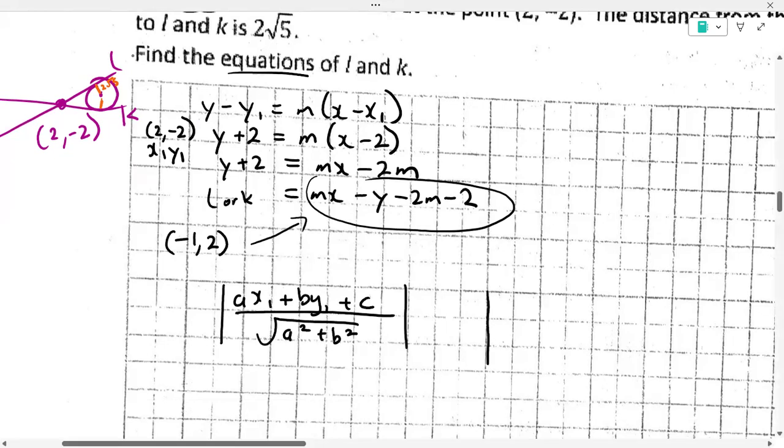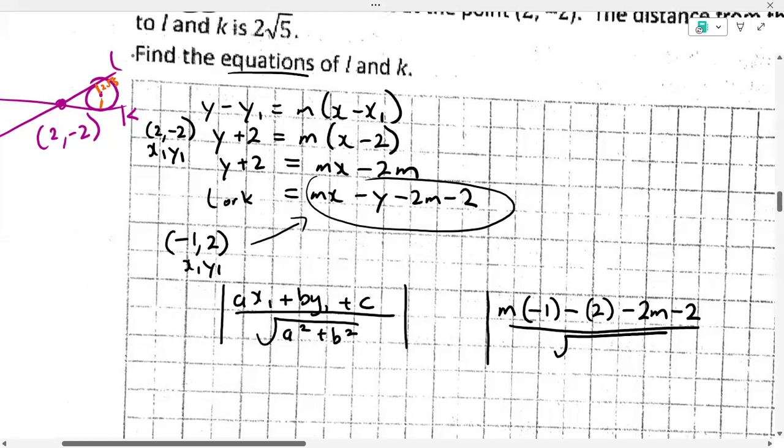So my line is this mx business, and I am going to use this as my x1 and y1. So I'm looking for the distance from this center to the line. And of course, I know my answer, which is why I'm doing what I'm doing. So the x is going to be replaced with -1, minus the y is going to be replaced with 2. I can't do anything about the m's.